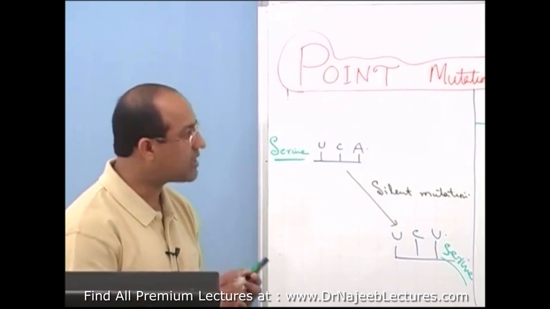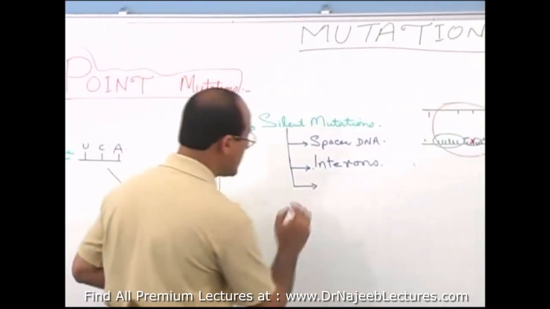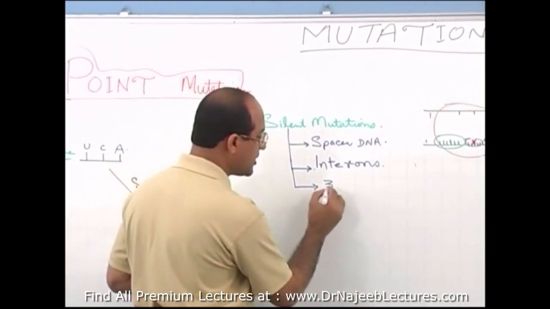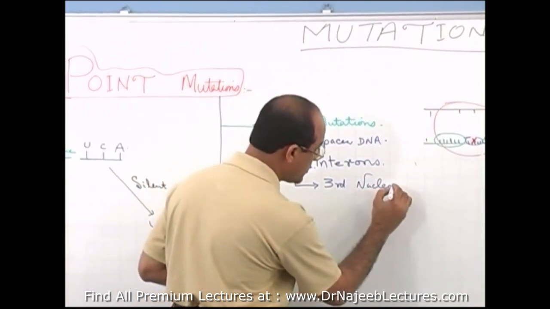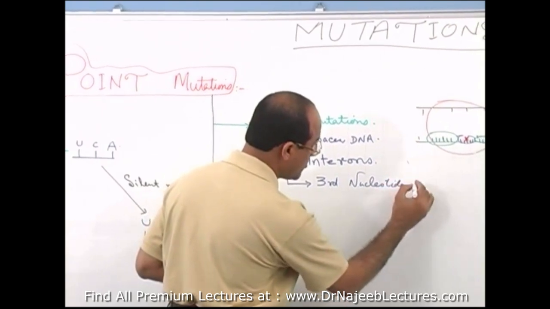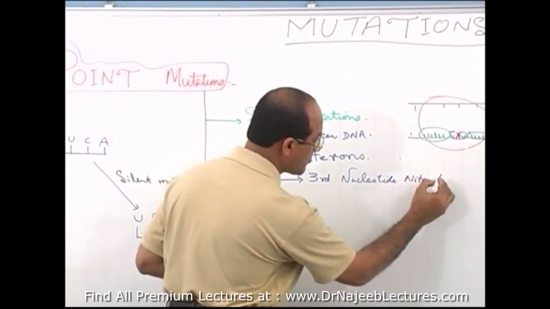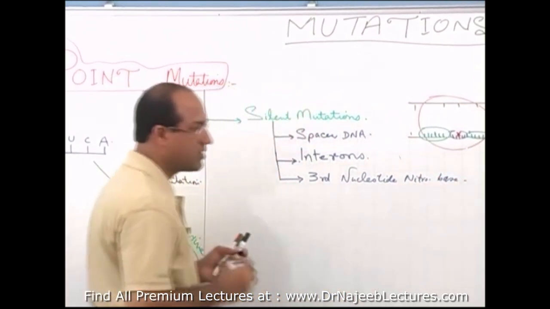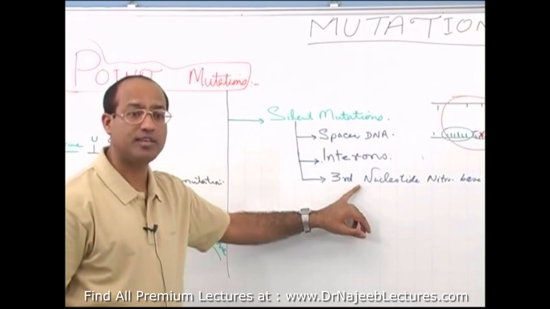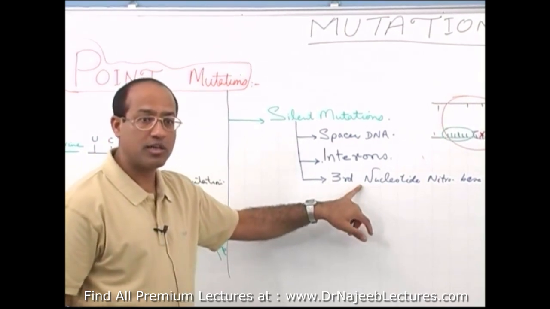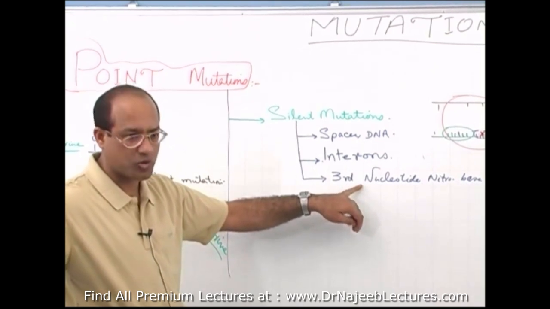Is it clear? So one example is of silent mutation. One more example is a mutation in the third nucleotide, the nitrogenous base. And what has really happened is that the same amino acid is still coded, right? So in DNA there was a mutation, but it did not result in any altered protein formation.